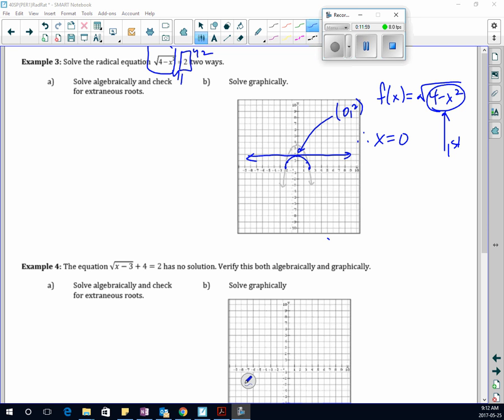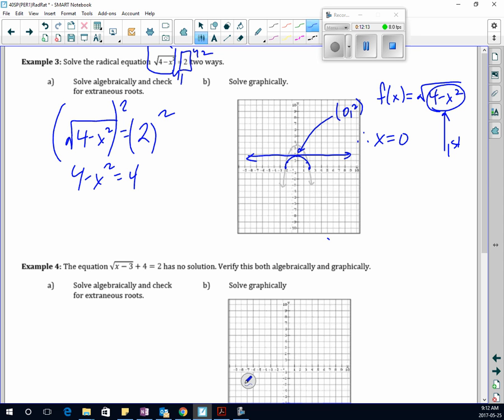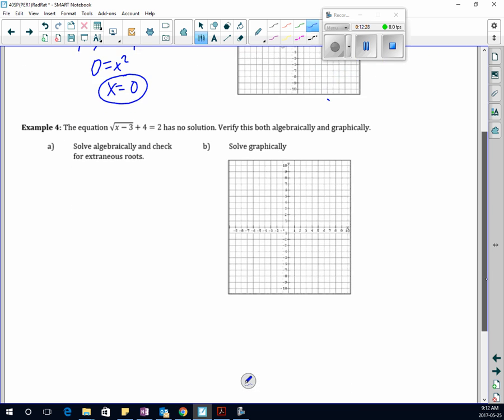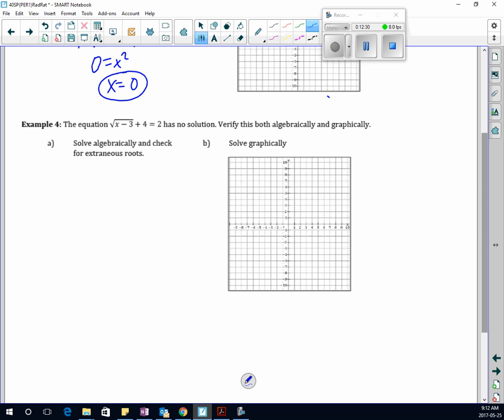Okay, so let's algebraically solve it. So the square root of 4 minus x squared equals 2. What do we do here? Square both sides. So 4 minus x squared equals 4. Move the 4 over and the x over, we get 0 equals x squared, so x equals 0. Yes? We good? Okay. Again, I want to graph this first so we know what we're looking for and not getting swayed by our answer.